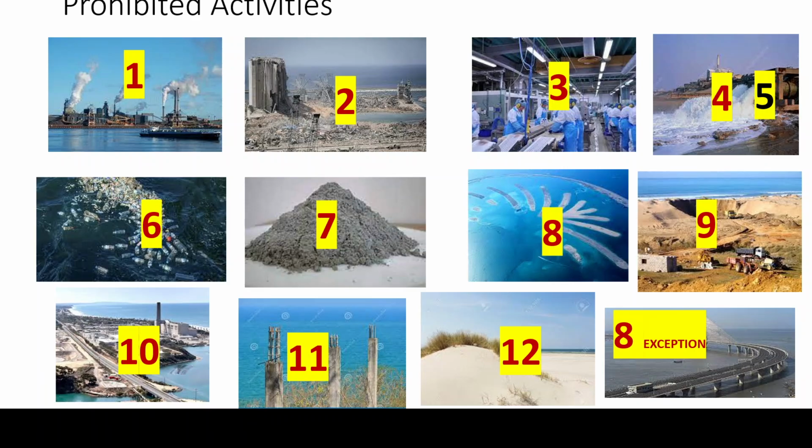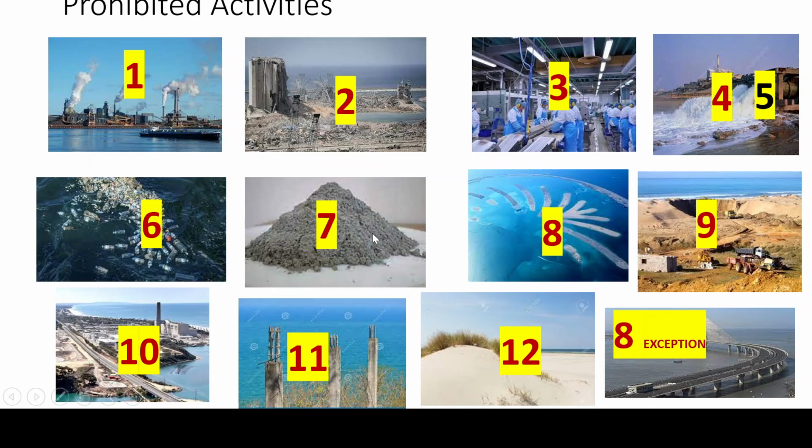Actually, the fifth point is similar to the fourth point. Discharge of untreated waste and effluents from industries, cities or towns, and other human settlements. Then point 6 is dumping of the city and town waste for the purpose of landfilling or otherwise. So we have seen people throwing plastic bottles in the sea. So it is absolutely not permissible.